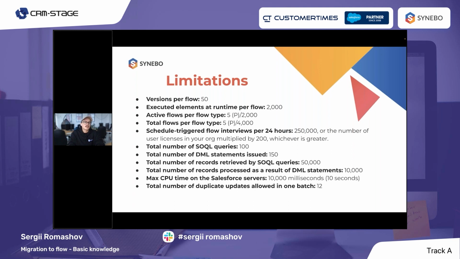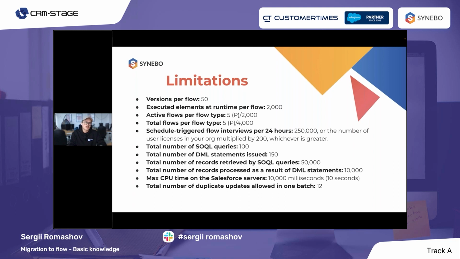The next and really important limitation is the number of elements that can be executed at runtime per flow. It means that when you have a huge flow with a big number of elements, only 2000 can be executed. You'll just have to keep it in mind when you build some complex automations. Also, the next limit is active flows per flow type.